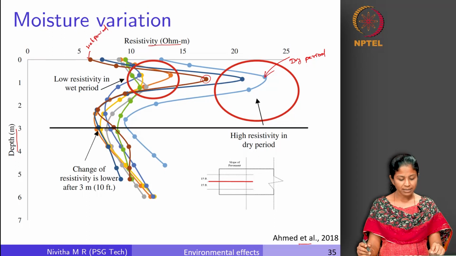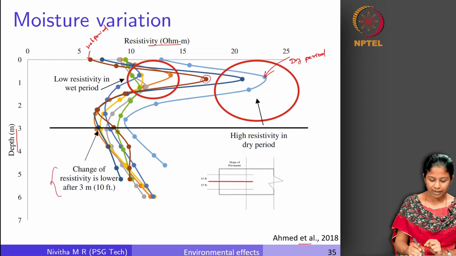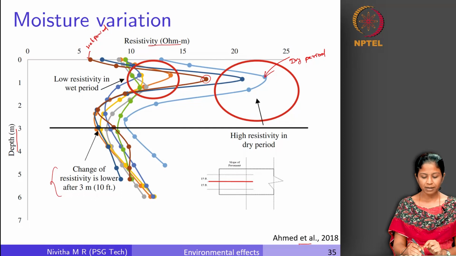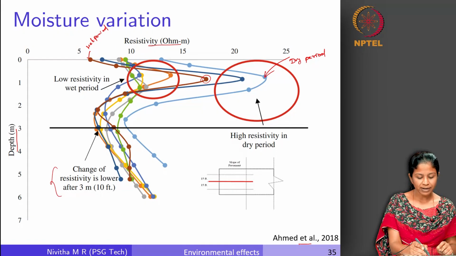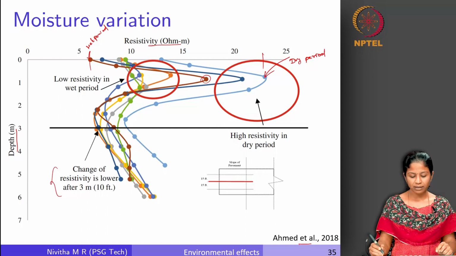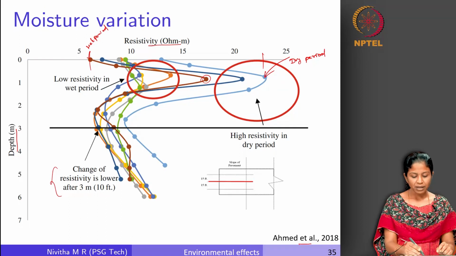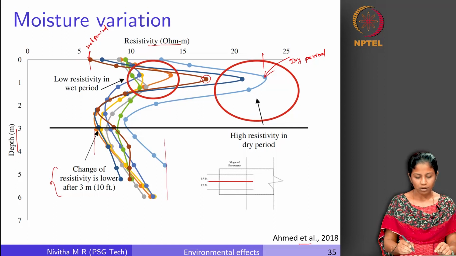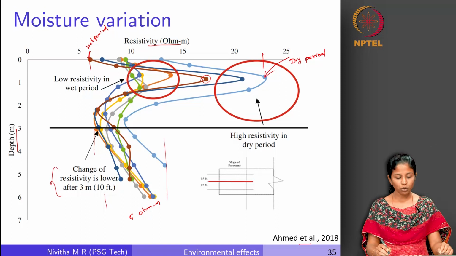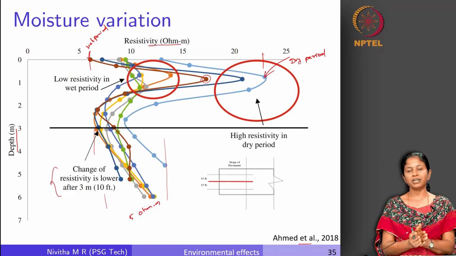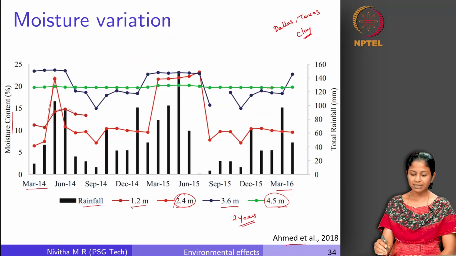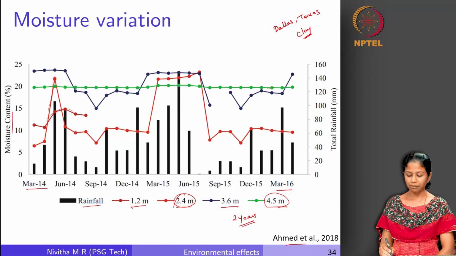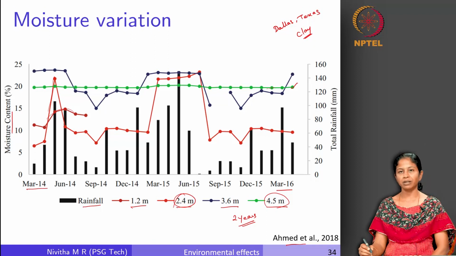Okay. So this shows that the change of resistivity is very low after 3 meter or 10 feet depth from the surface. You can see here the resistivity varies from 5 to maybe about 23 or 24. Once we reach a particular depth, the variation in resistivity is very small, right, maybe not even 5 ohm meter. Okay. So this shows that beyond a particular depth the effect of moisture is insignificant, and only up to a certain depth we are able to see significant difference. This is what we had seen from this plot also, wherein at 4.5 meter depth it was almost insensitive to variation in rainfall data.